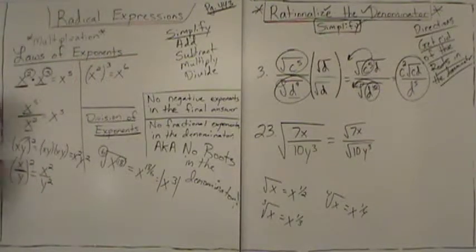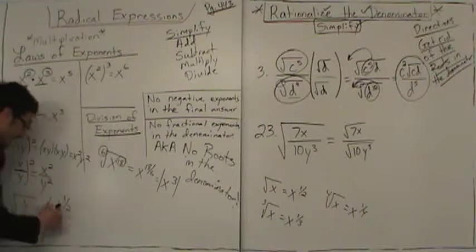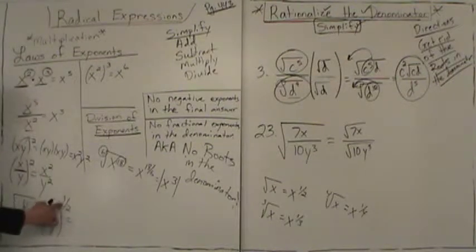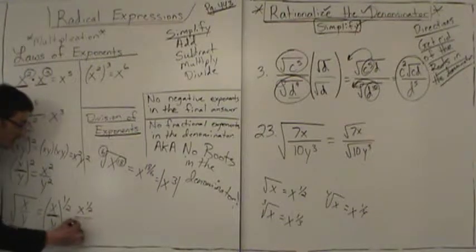Now, what about the square root of x over y? Okay, so if we look at the square root of x over y, isn't this the same as x over y to the 1/2 power? And the answer is yes. Now, can the exponent distribute over division? Yes, it can. So we end up with x to the 1/2 over y to the 1/2.